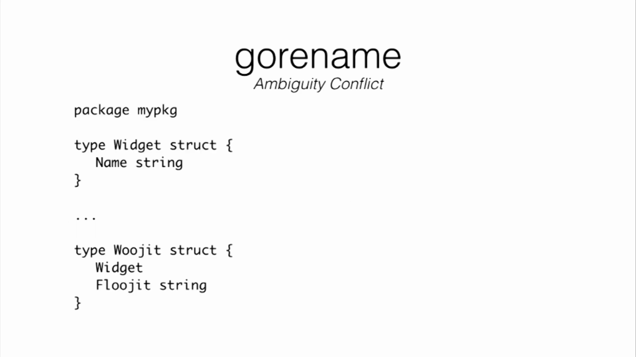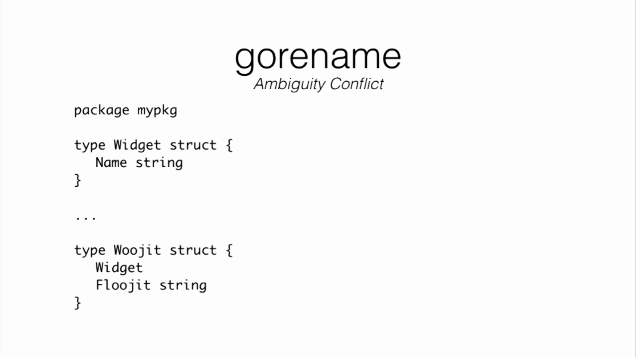Another one is an ambiguity conflict. And I went a little crazy on my naming. It's kind of Dr. Seussish. Widgets, widgets, and flugets. So if we have our widget and our widget has a widget in it with a fluget, this is hard.